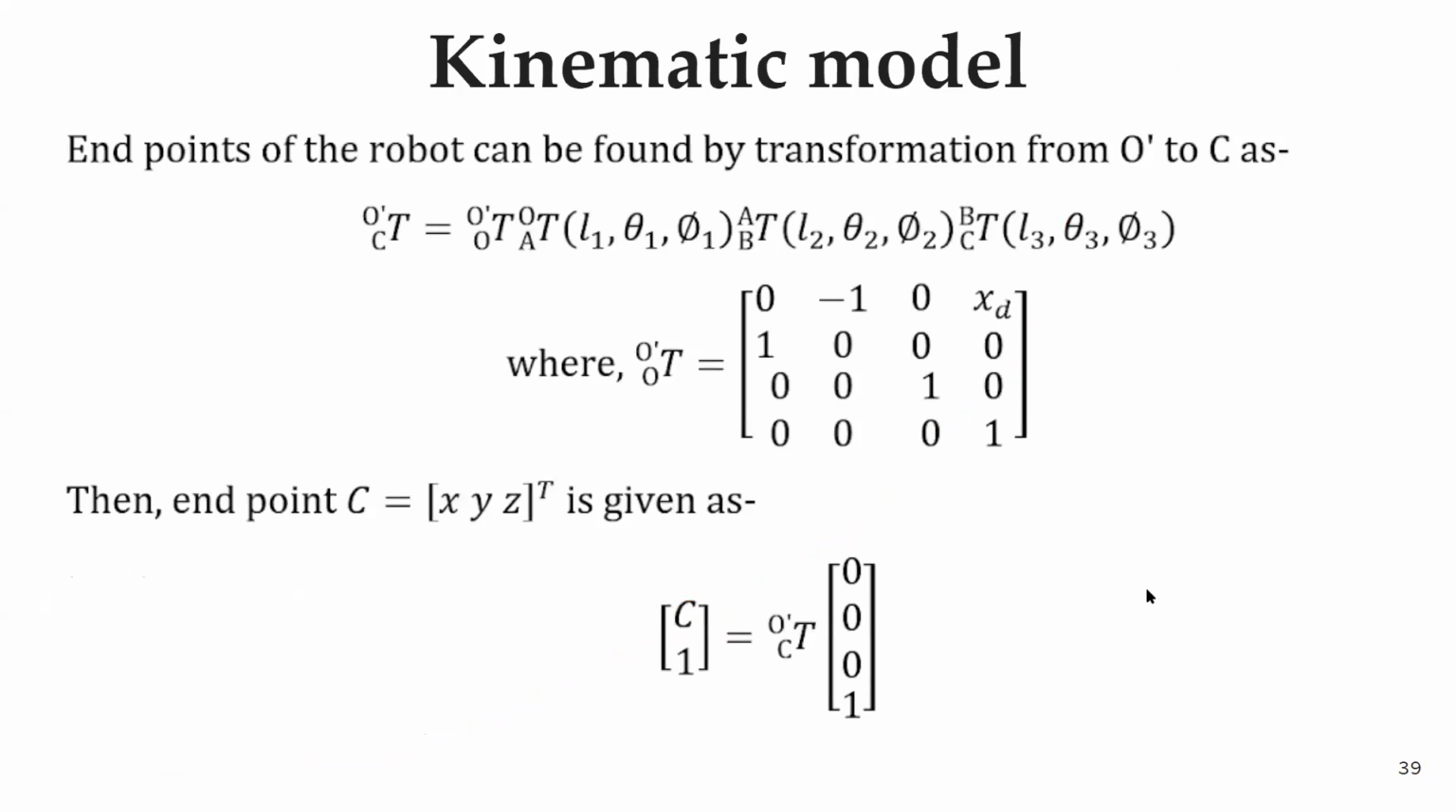Now, endpoints of the robot can be found by this transformation matrix. Let's say the endpoint is C, then we can find point C in terms of the overall transformation matrix.